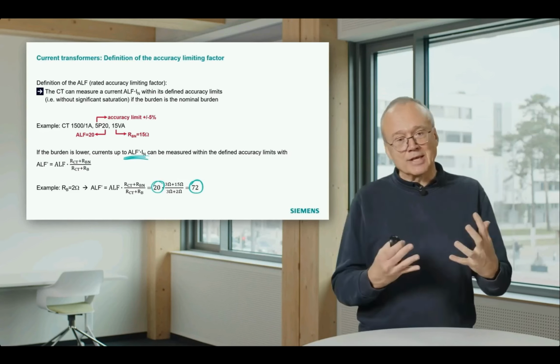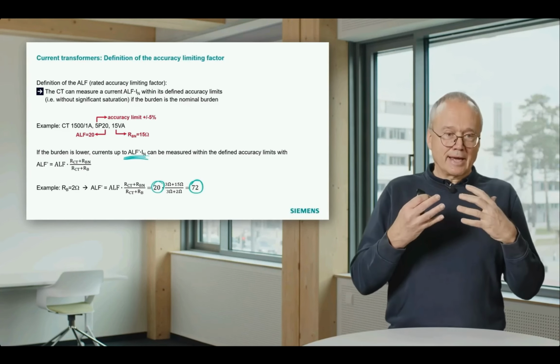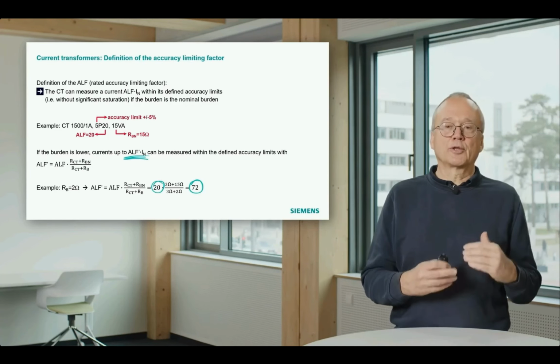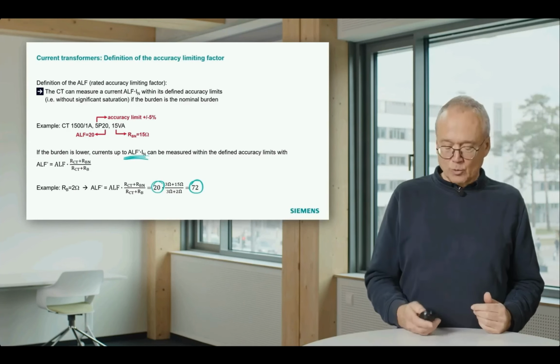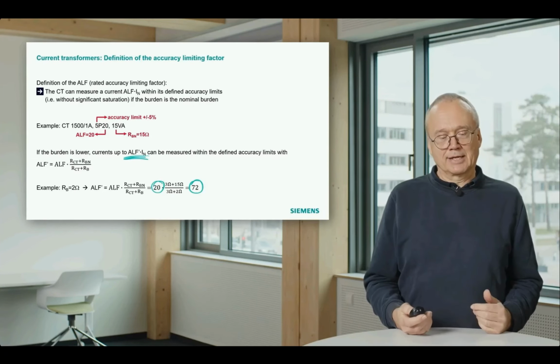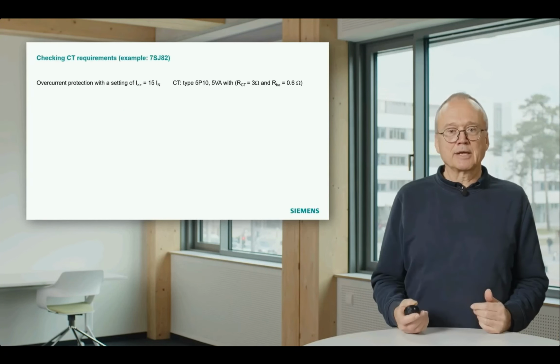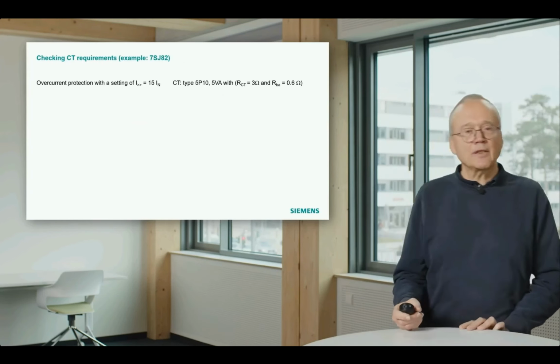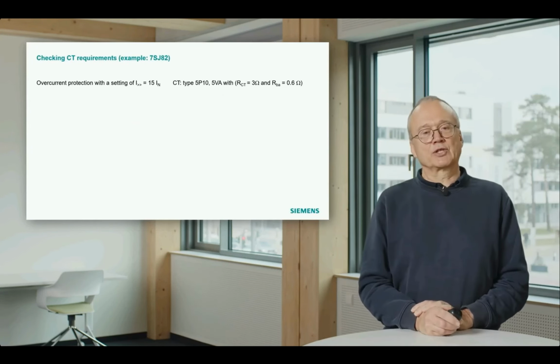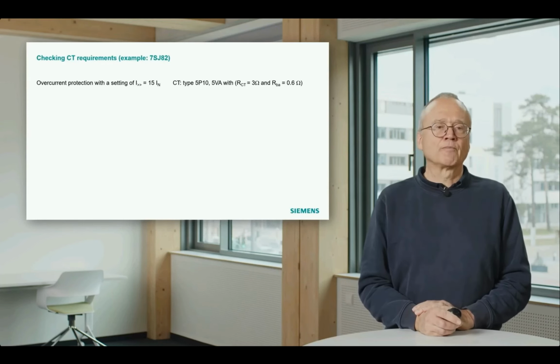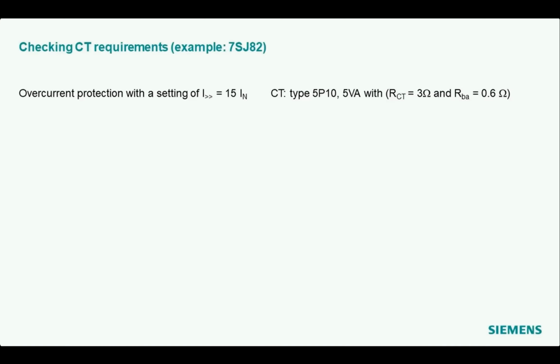And this is used also for the dimensioning rules, as you will see on the next slides. The first example is an easy one. That is one for an overcurrent protection. In this case, I take 7SJ82, and we assume that we have an application where there is a setting of 15 times nominal current, so it's a pretty high current value.